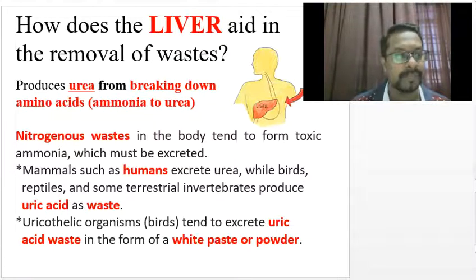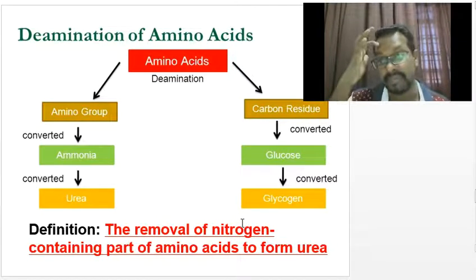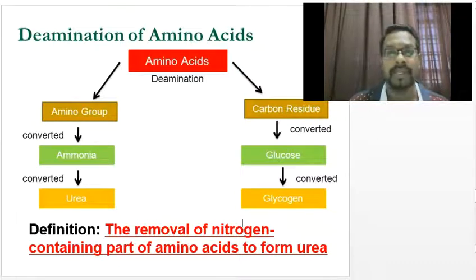Okay, next, deamination of amino acid. First, you must know what they mean by deamination of amino acid. Deamination is the removal of the nitrogen-containing part of amino acid to form urea. So in order for you to form urea, you must remove the nitrogen. Why? Because nitrogen can be reabsorbed back into our body. Let's look at it. Amino acid deamination, we got two parts. One will be the amino group and one will be the carbon residue. Both are compounds formed in the chain of amino acids.